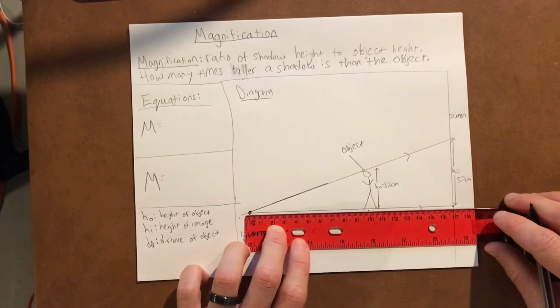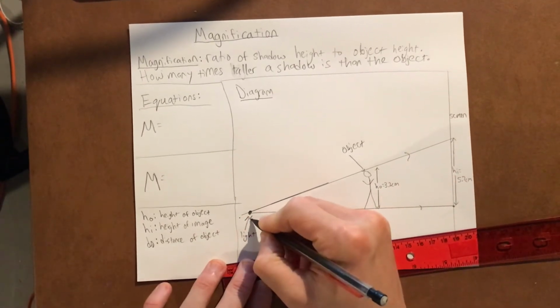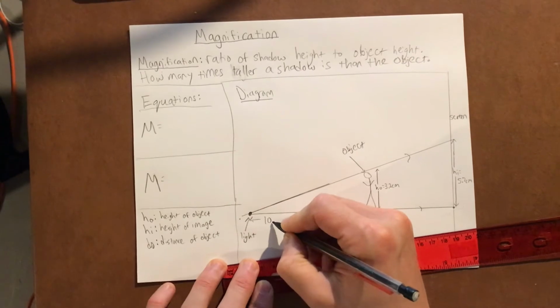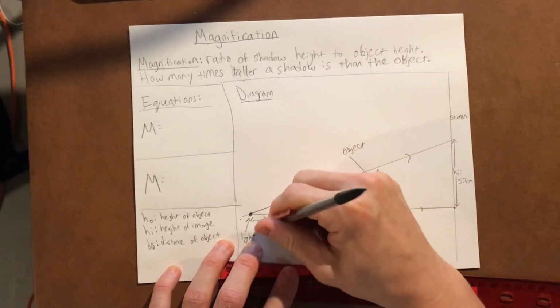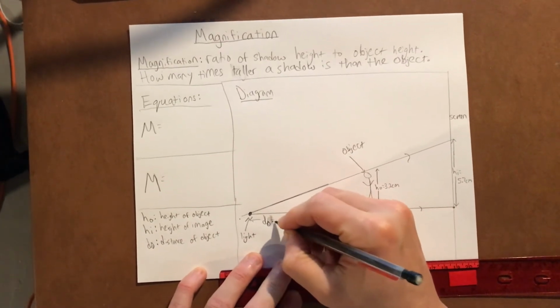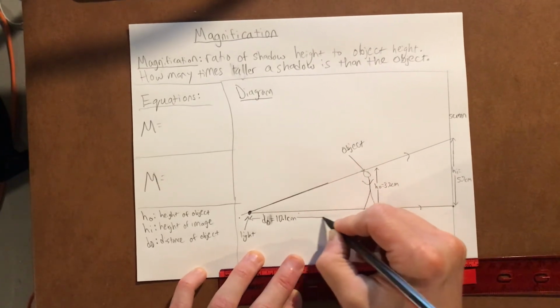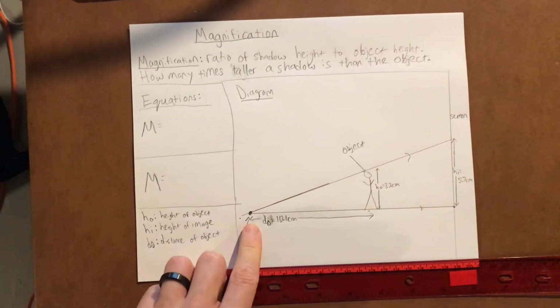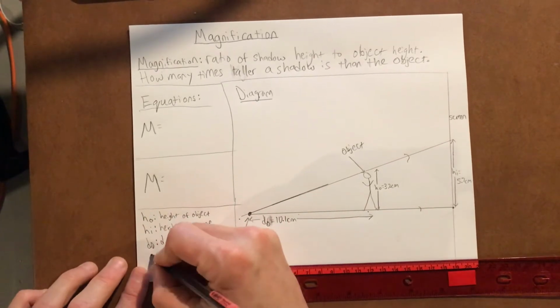So our object, I'm going to measure to their waist, and I got about 10.1 centimeters. This is DO. Sorry, label it up DO. The distance of the object means how far is the object from the flashlight. So you start measuring distance at the flashlight for DO and finish it at the person.